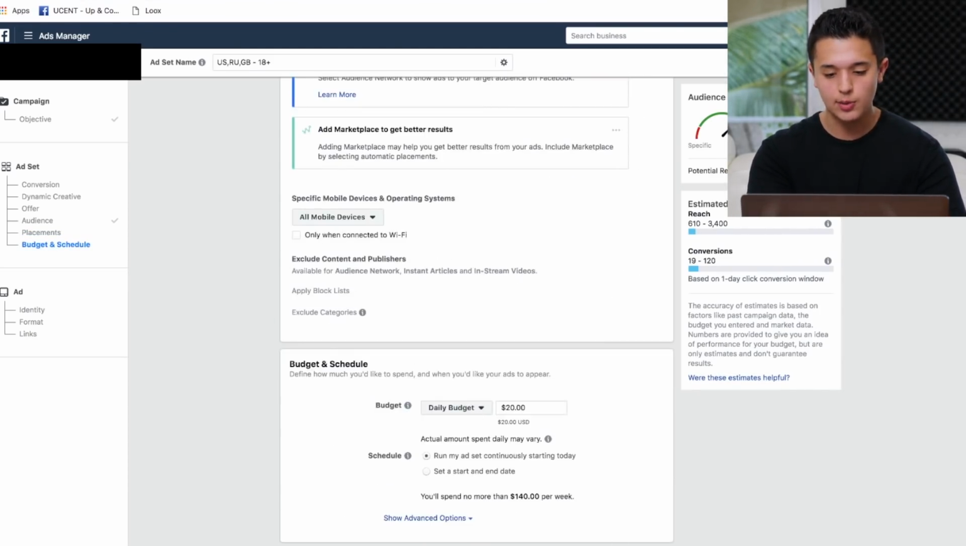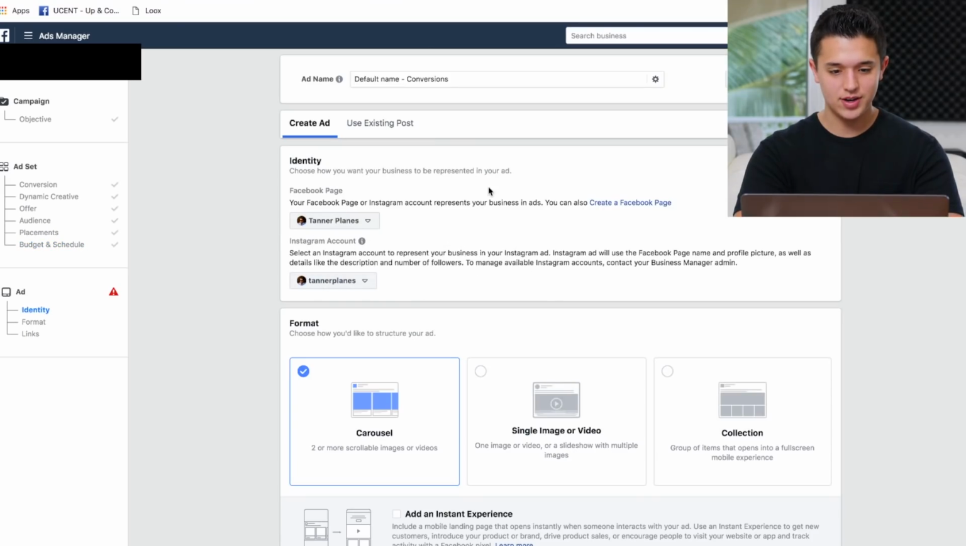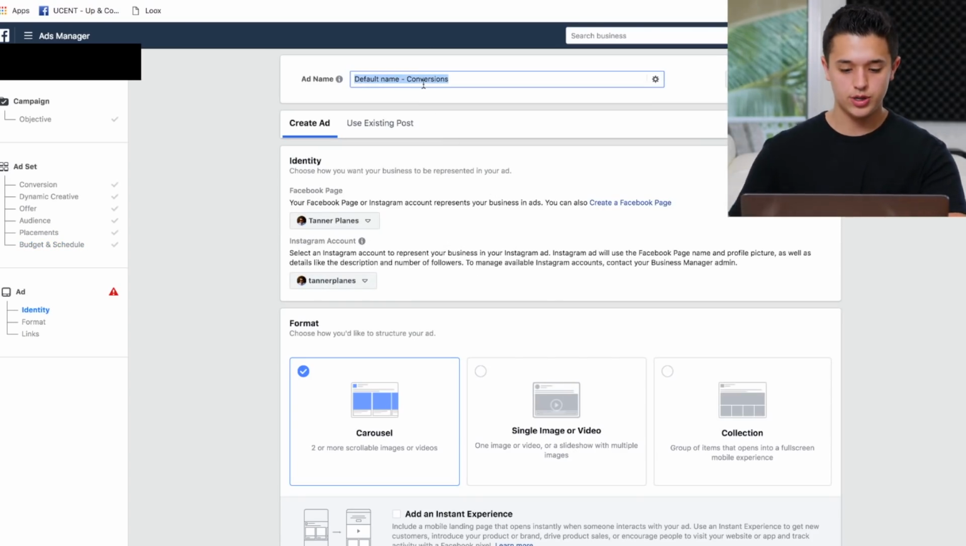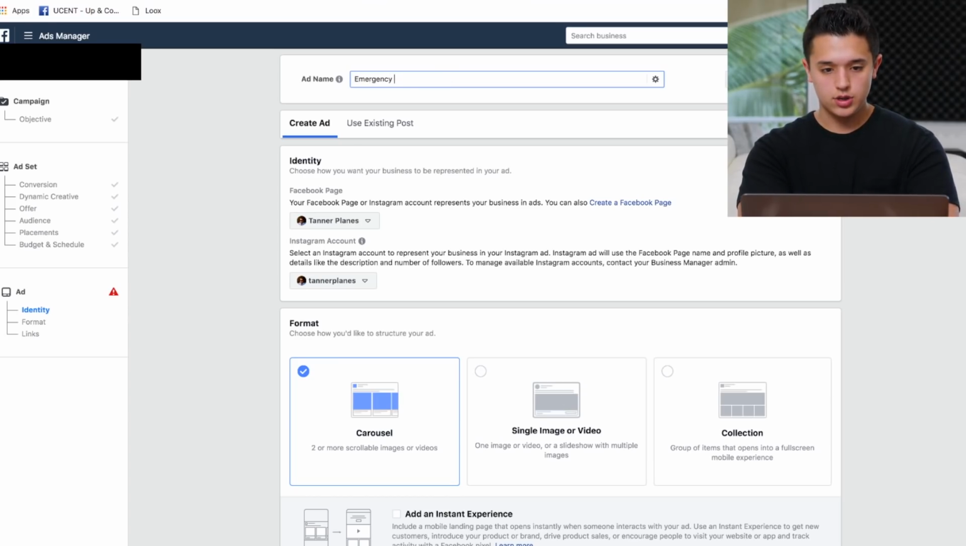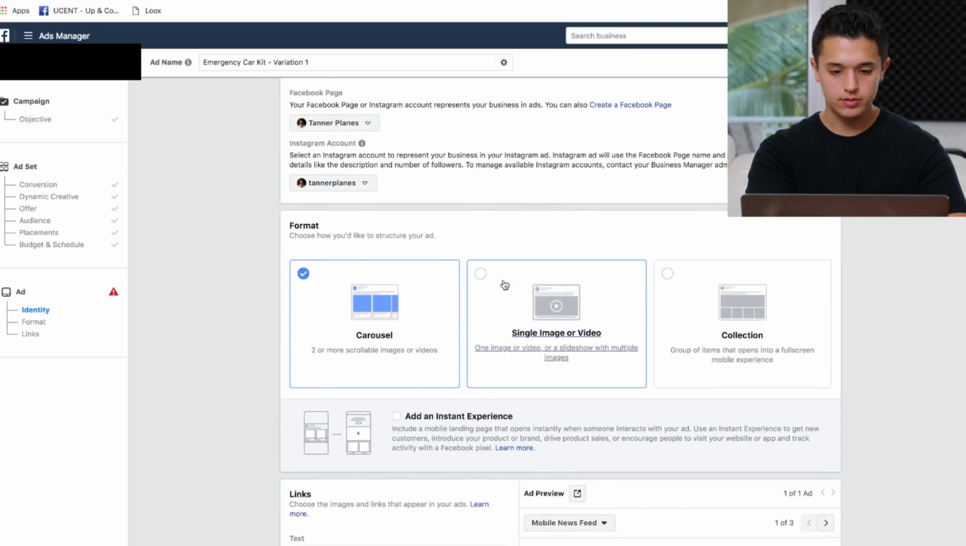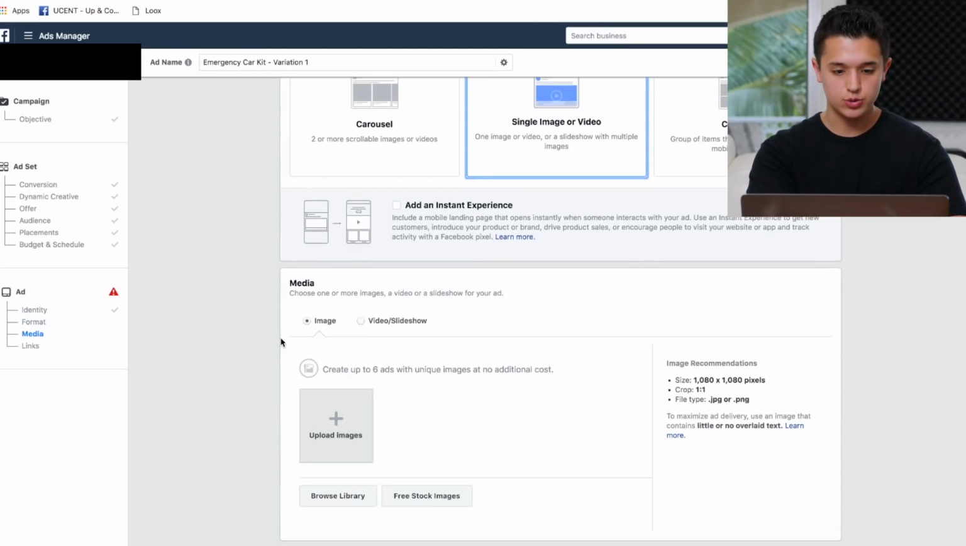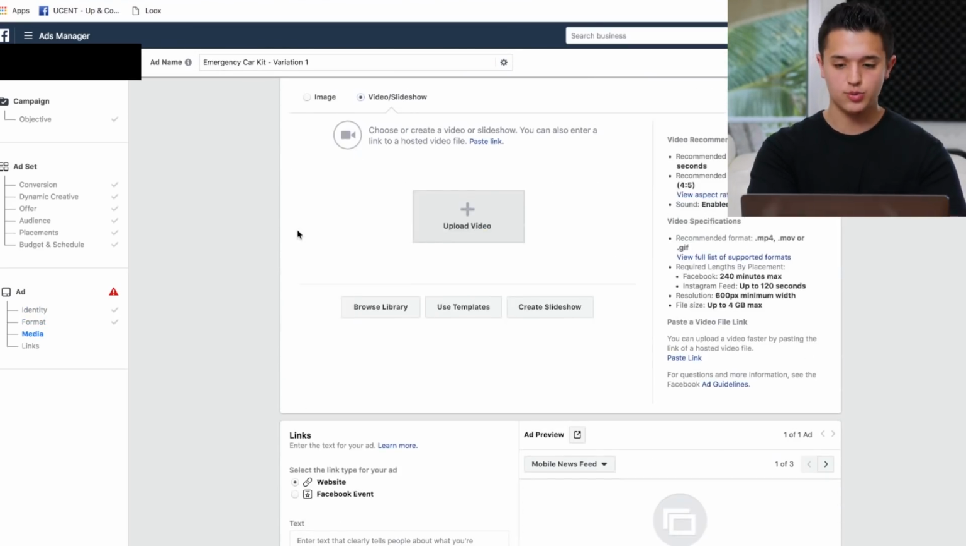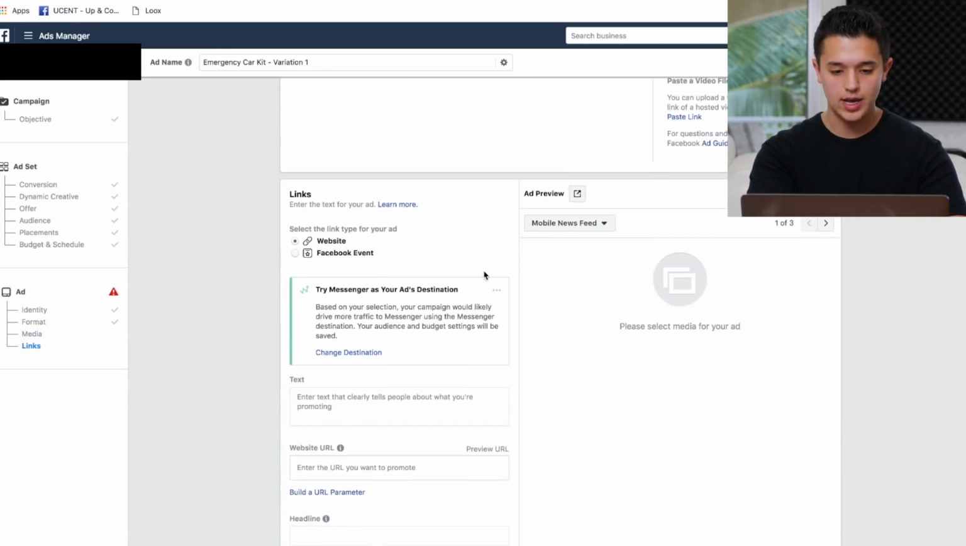Then $20 a day, I would leave it there. There has my name and my Instagram. And what I would do here in the ad name, I would do emergency car kit, variation 1. And then single image or video, and then I would choose video, and then upload my video because this product has a specific use, and then write the ad copy.